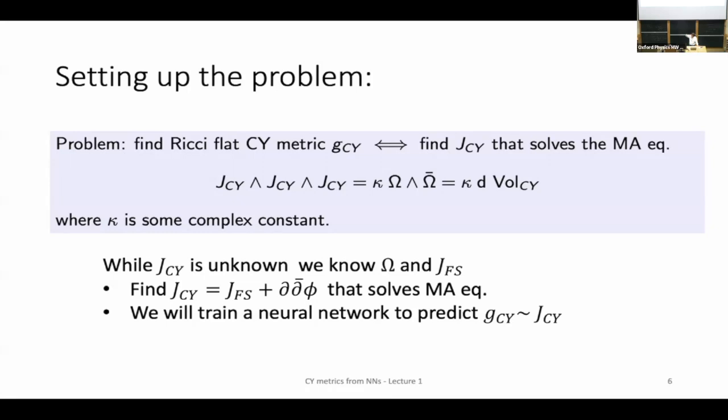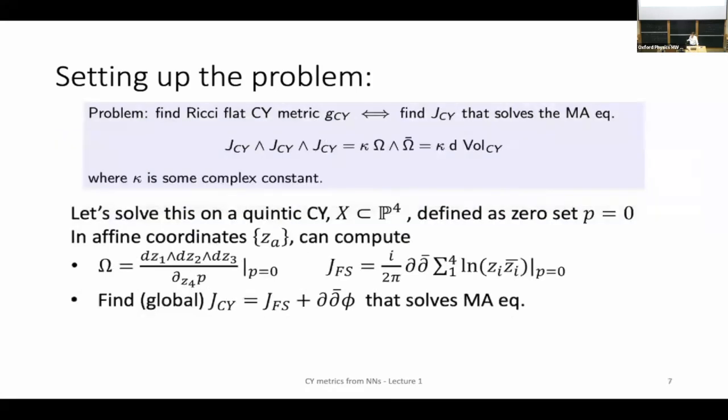So what we will do is to train a neural network that will predict this Calabi-Yau metric that we're after, so the Ricci flat. And if we talk about a particular example, so in this lecture, I will focus completely on the quintic because that's the manifold that most people have been working on.